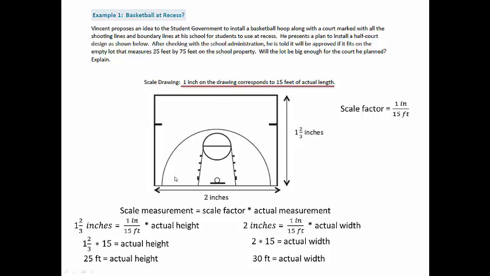So this basketball court will fit on the 25 feet by 75 feet school property because it is 25 feet by 30 feet. Both dimensions are less than or equal to what's given there.